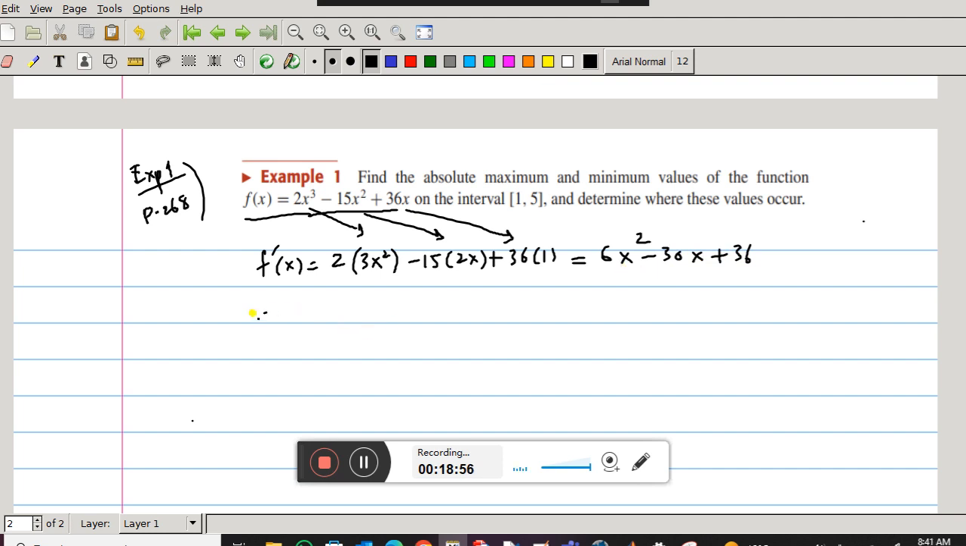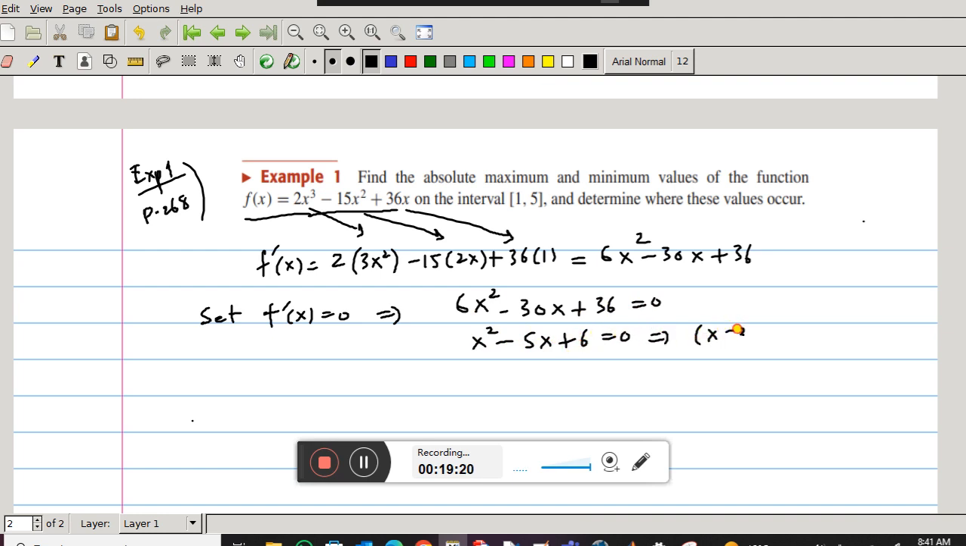Now I will set f prime equal to 0. So if I do that, I will get 6x square minus 30x plus 36 equal to 0. Now if I take 6 as common, it becomes x square minus 5x plus 6 equal to 0. From here I can make factors, x minus 2, x minus 3, right? 3 twos are 6 and 3 plus 2 is 5. So I got x equal to 2 and x equal to 3.